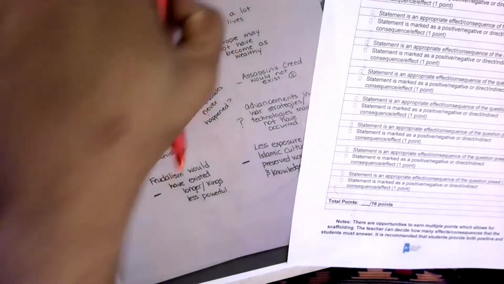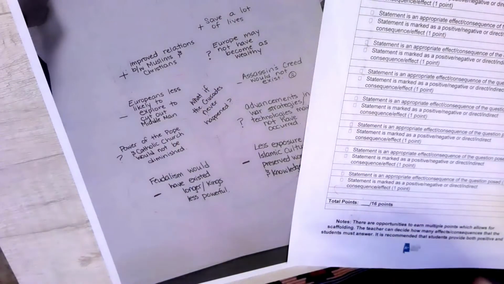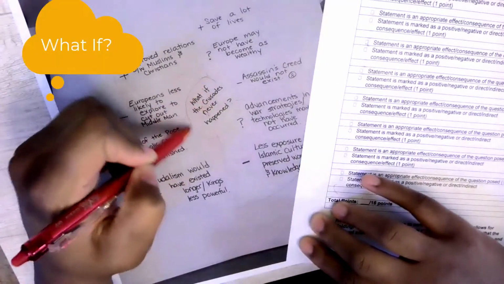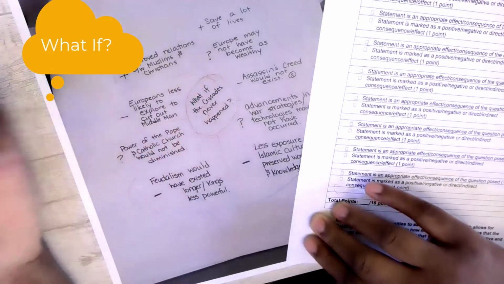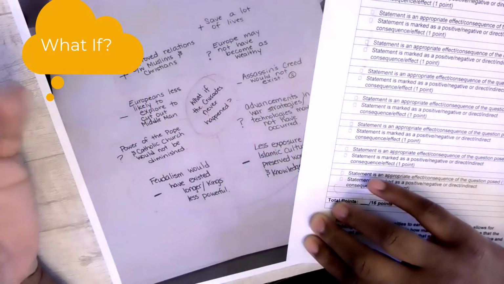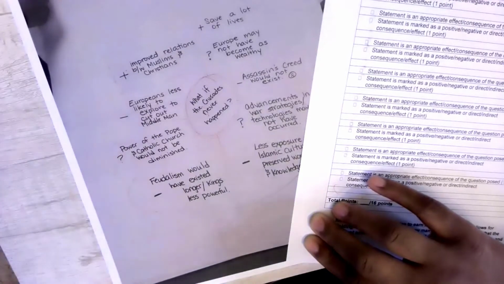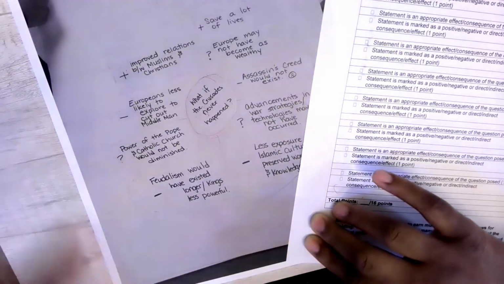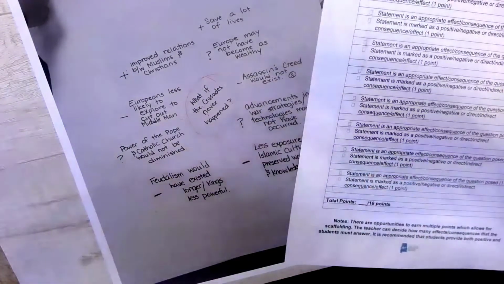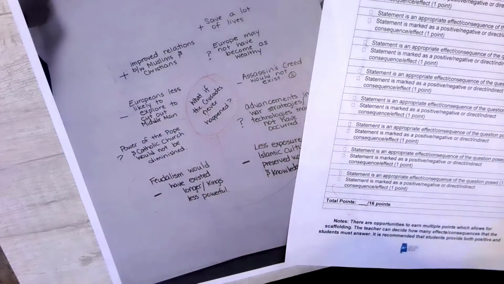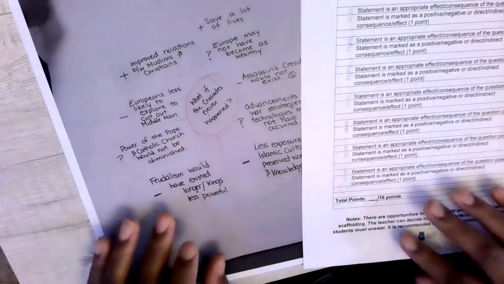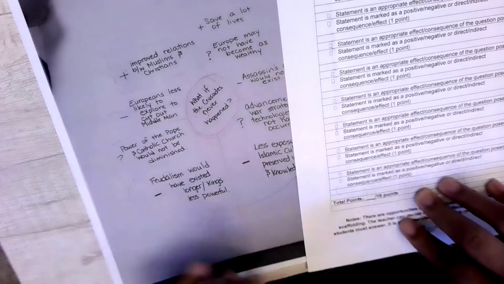So here's a what if example. This is our what if question. What if the Crusades never happened? Now, the whole point of the what if strategy is for students to consider what did happen. So what was the impact of that event? Why was it important? And to also consider how things would be different if it didn't occur. So this is a pretty simple, straightforward checklist.